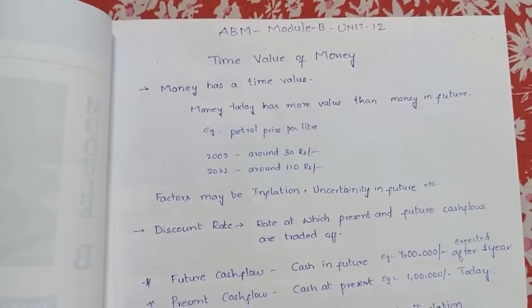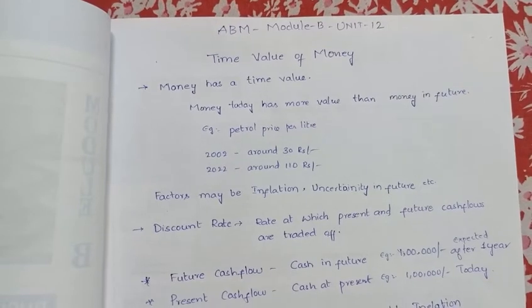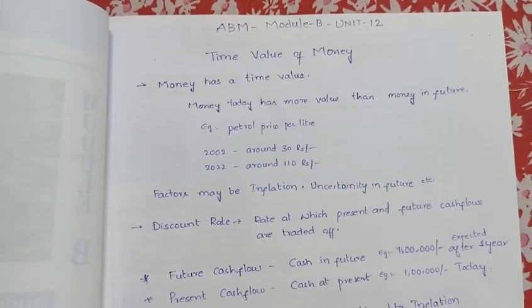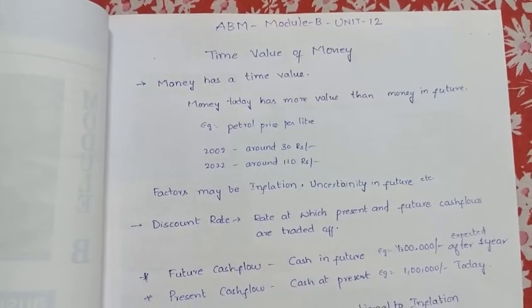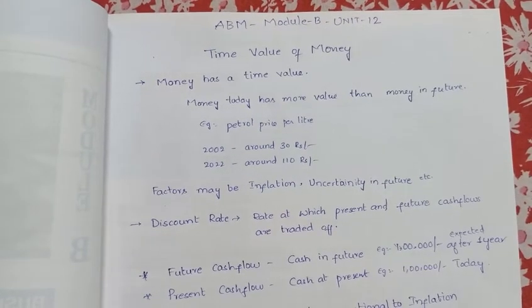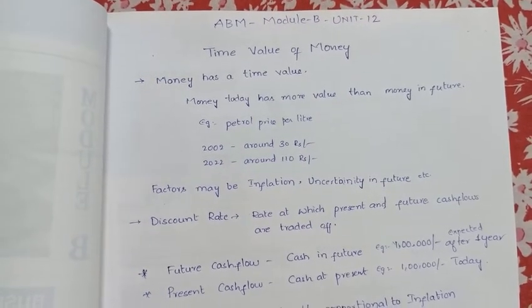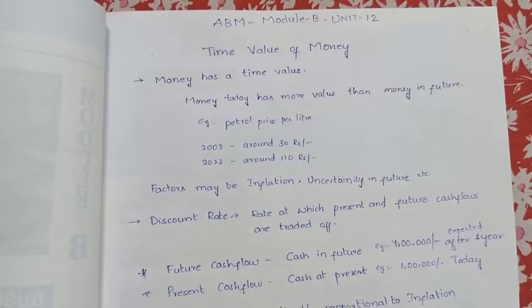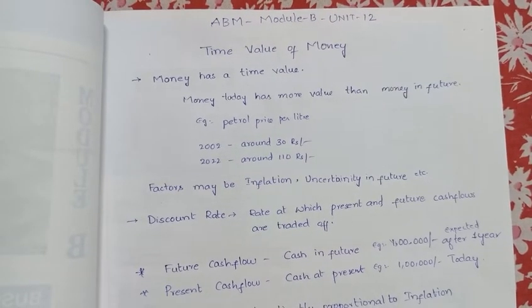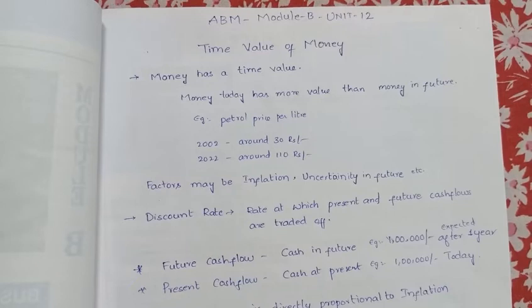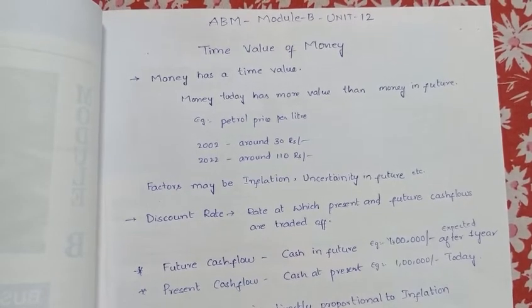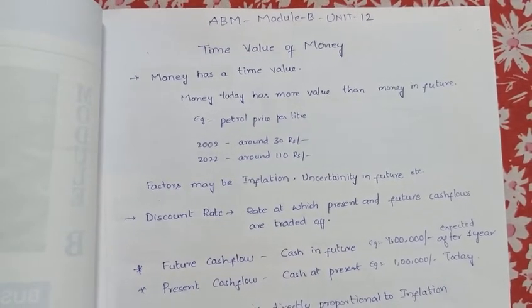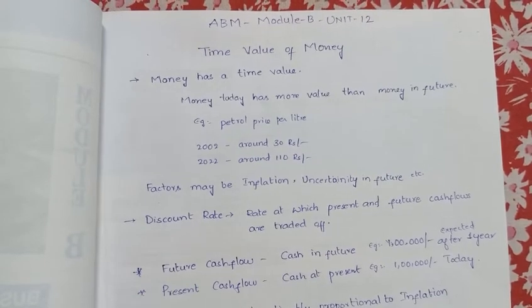If you take the petrol price per liter from 2002, it is around 30 rupees per liter. The same petrol of 1 liter costs 110 rupees now. There may be different factors like inflation, uncertainty in future, etc., which make the money depreciate over a period of time. And there are concepts like discount rate in this chapter.